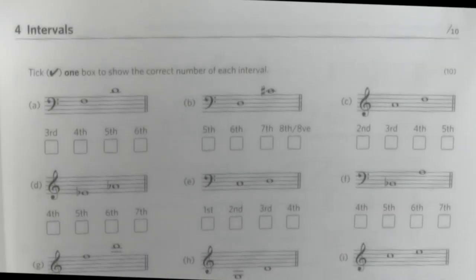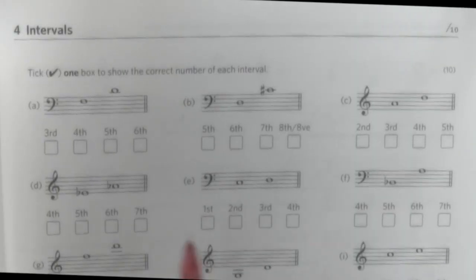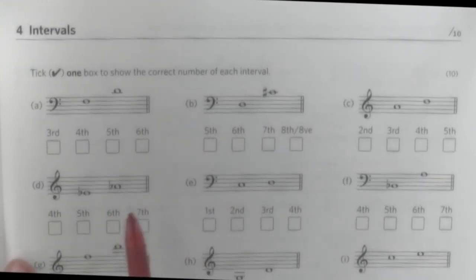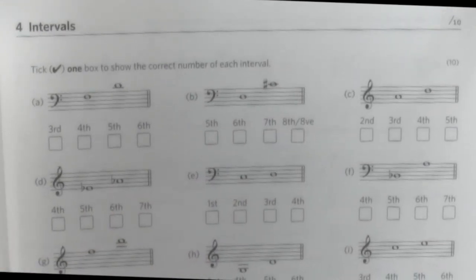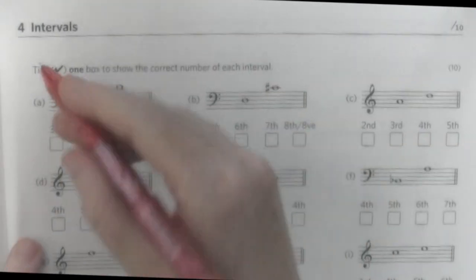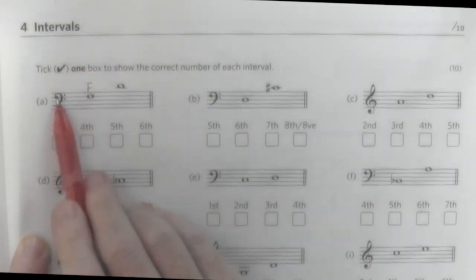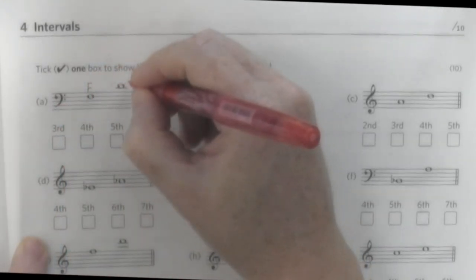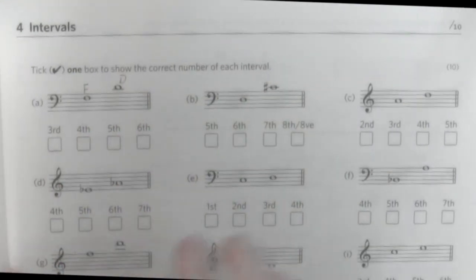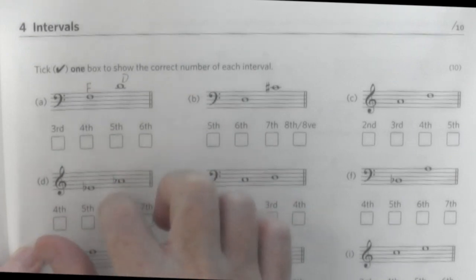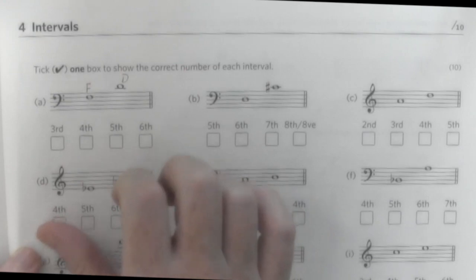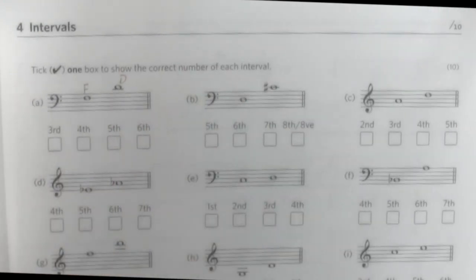Section 4. In this question, we need to tick the box that shows the correct number of each interval. Okay, this is very quick if you follow my technique. First, the names of the notes. So this is Fa, okay, F clef, and this is Re, middle C, Re. And then we count, including the notes. Fa, Sol, La, Si, Do, Re. Including the notes, that's important. Okay, so Fa, Sol, La, Si, Do, Re. A 6th.